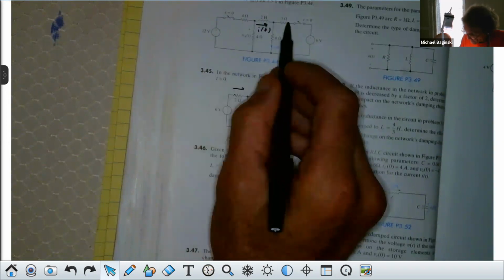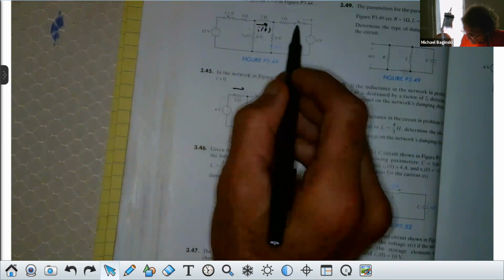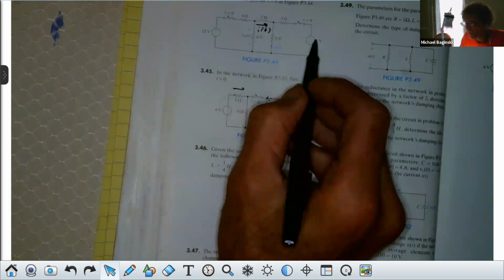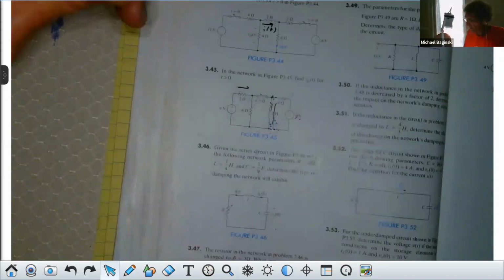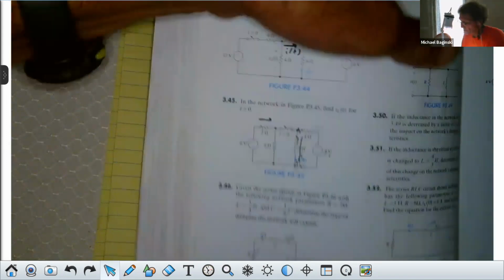Over here, I've got 3 and 6, so I could get 2 amps in parallel with 3, right? Are you with me on that? I'm going to redraw that. I'm just going to redraw that part. This is for t less than 0. This is a problem that makes you think. So I'm going to go ahead and do that.